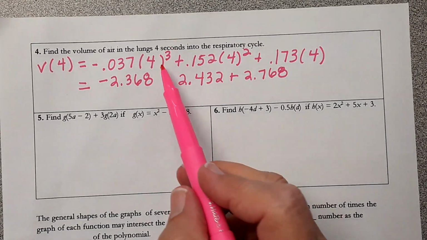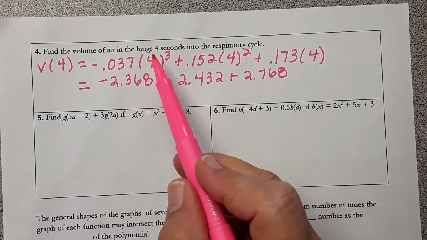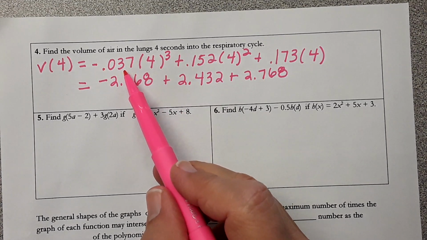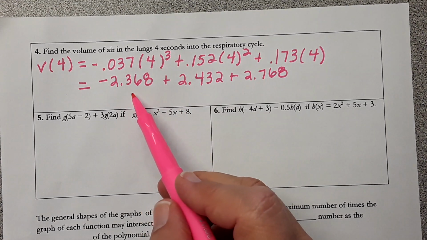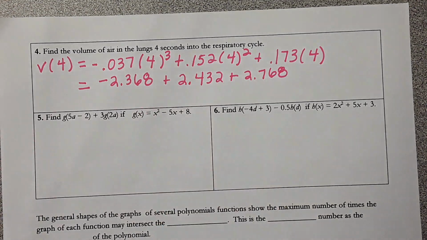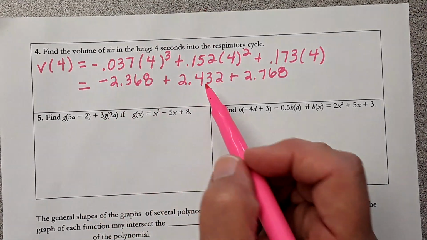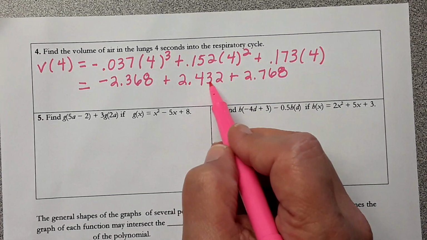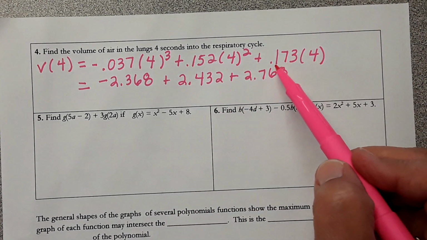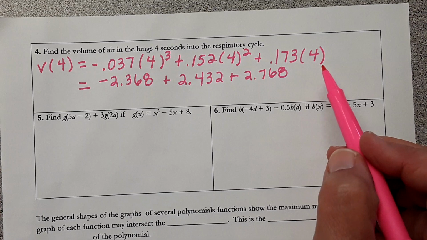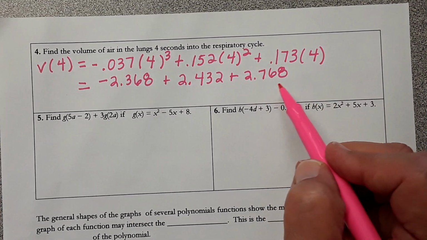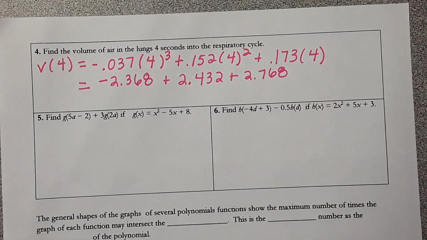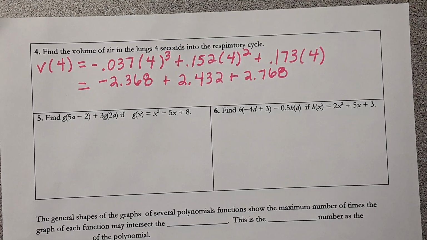So what I did is I did 4 times 4 times 4 times 0.037, and I got negative 2.368. Then I did 1.52 times 4 times 4, which I got 2.432. And then 0.73 times 4, and I got 2.768. And now what we're going to do is combine all those.